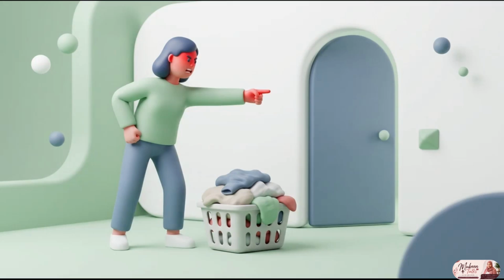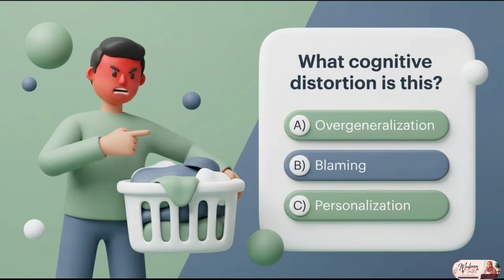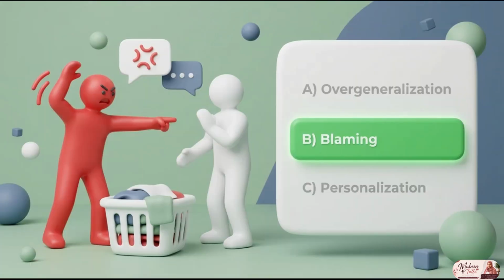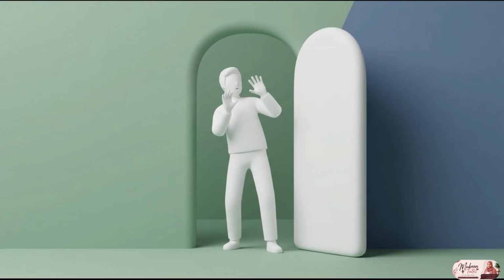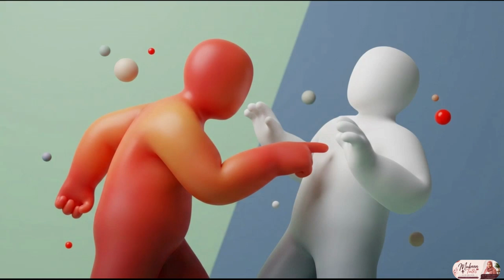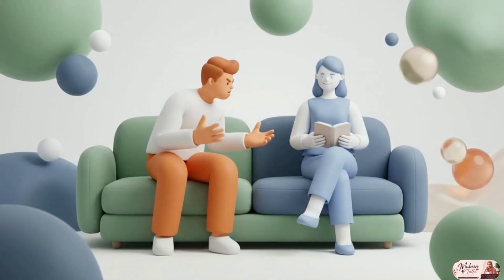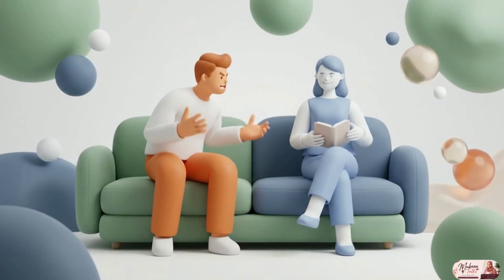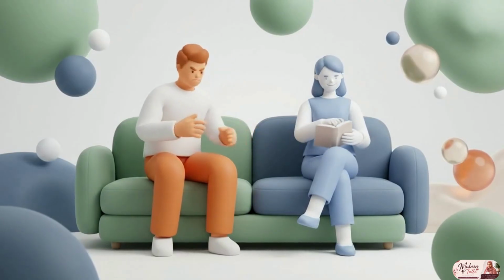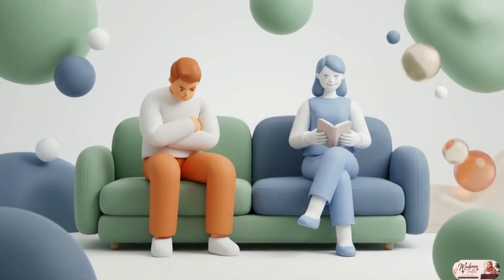Let's look at another scenario on screen. A spouse comes home to find their partner forgot to fold the laundry. They spend the rest of the night sulking, claiming their partner ruined the entire evening. Which distortion is happening here? That is B, blaming. It is the exact opposite of personalization. While it is perfectly valid to be annoyed about the chores, holding another person entirely responsible for your emotional pain is a cognitive trap. Healthy relationships require a firm line between what others do and how we react. Resolving conflict means separating external actions from internal emotional regulation.